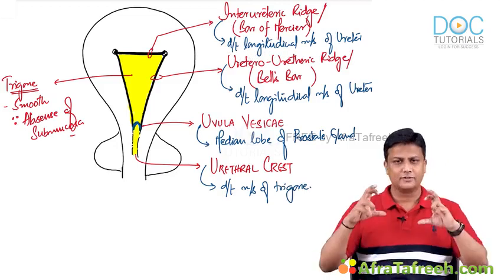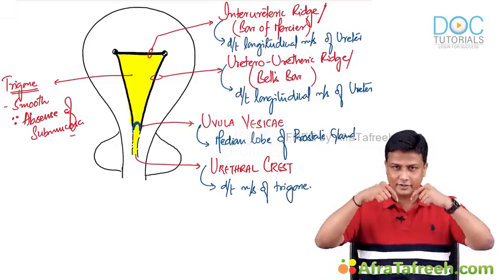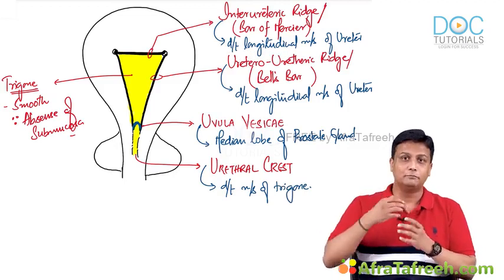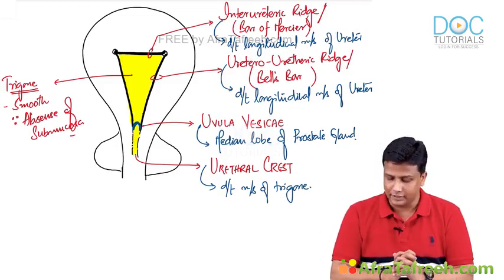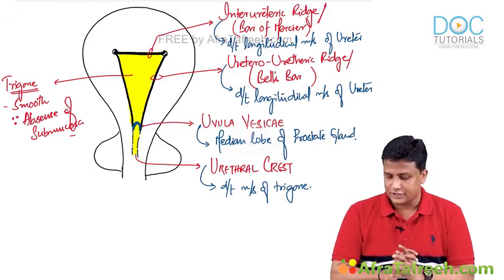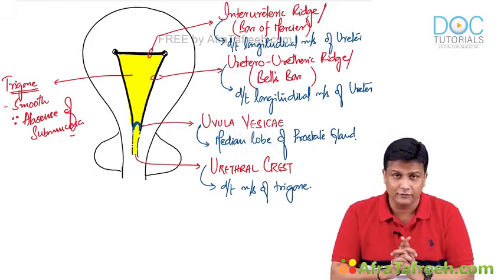So the muscles of trigone are not going to end in the urinary bladder itself. They will further continue down into the posterior wall of the urethra, that is prostatic urethra, and that is going to form an elevation there. And that elevation is known as the urethral crest. And that urethral crest is due to the muscles of trigone.